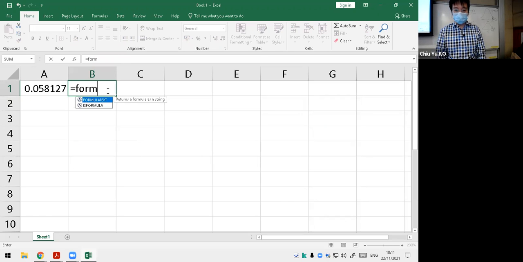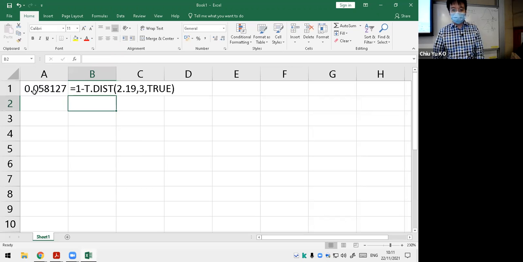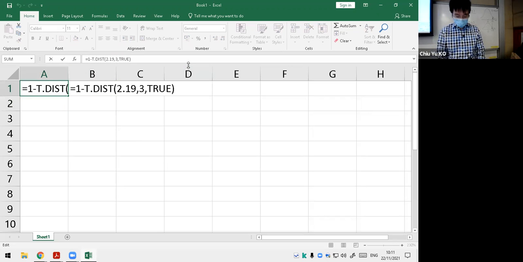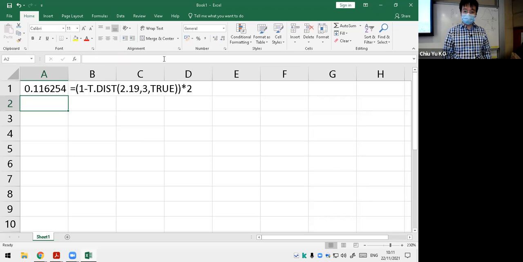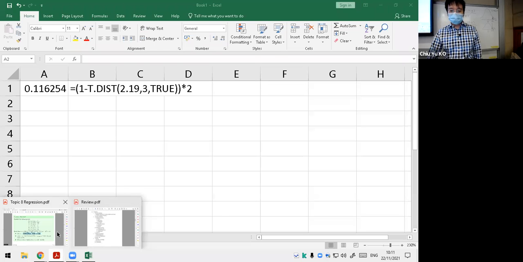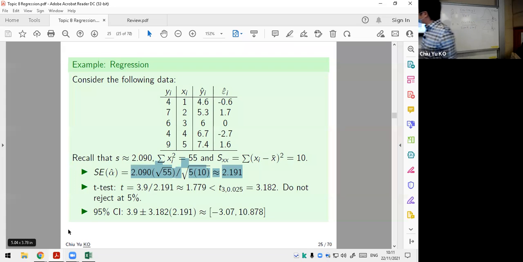Because we are doing two tail here, we want to test the hypothesis whether it is different from 0 or not. That is the standard thing to do. So multiply by 2, and this is unfortunately 0.11. So 0.11 means you can't reject it, which means that we cannot say with 5% significance level that alpha is different from 0 or not.